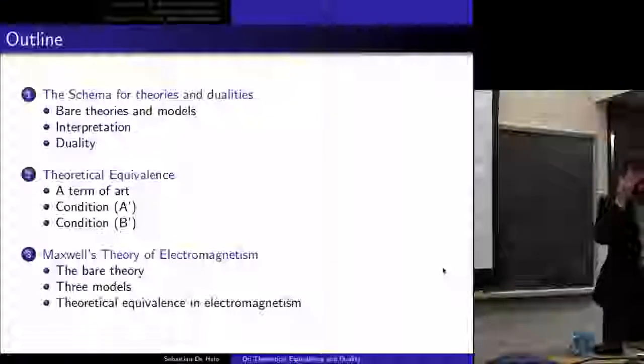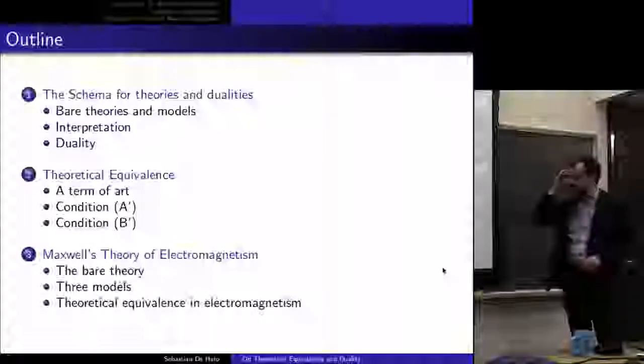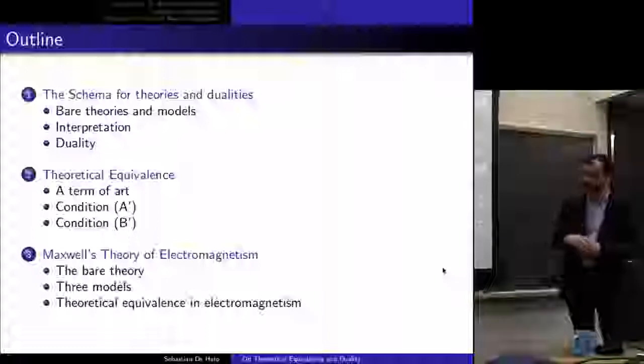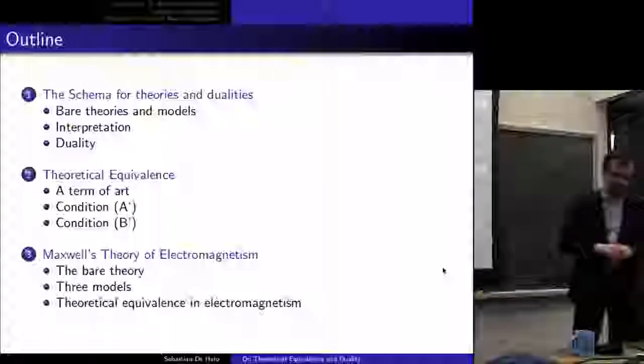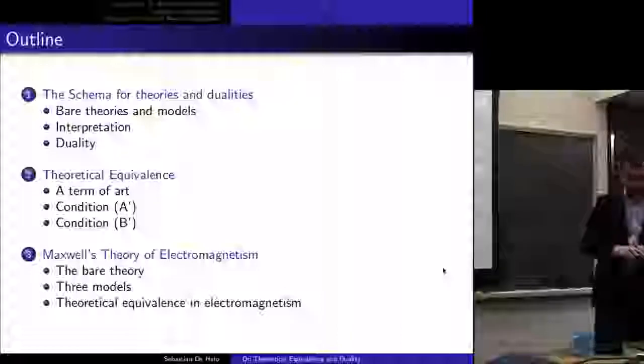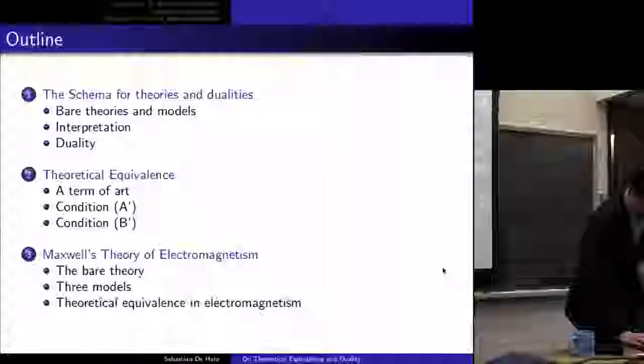So here's the outline of the talk, so it has three parts. First I will introduce the schema for dualities, then I will try to give a conception of theoretical equivalence, and then I will go to the examples of Maxwell's theory of electromagnetism.